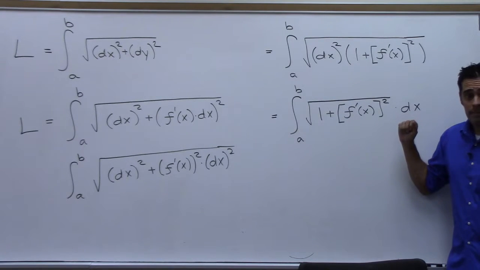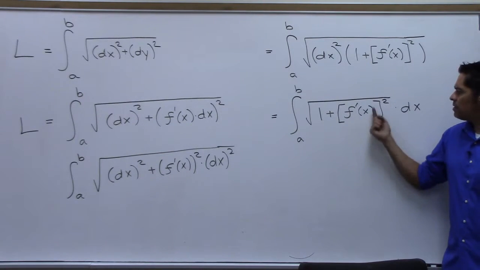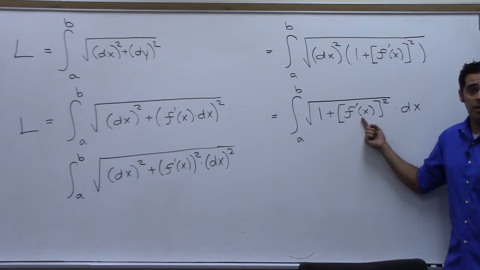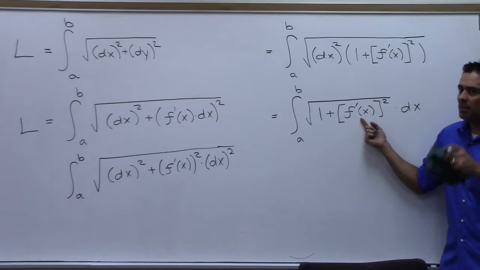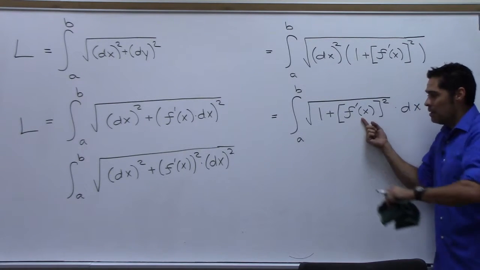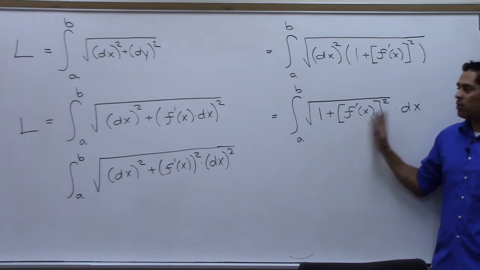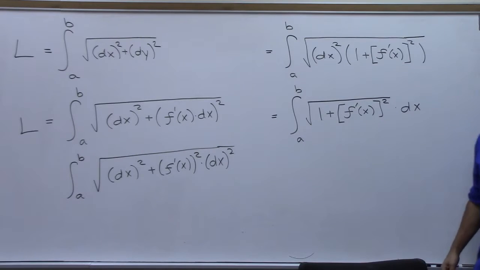integrate that. Pardon? 1 plus something. Now, what is this right here? That's the derivative of the curve function, right? So what you're going to do to find the length of a curve, you must be able to integrate the square root of 1 plus the derivative of the function squared. If you can integrate this, you can find the length of the curve.